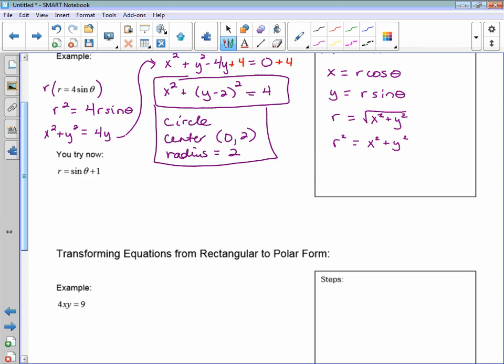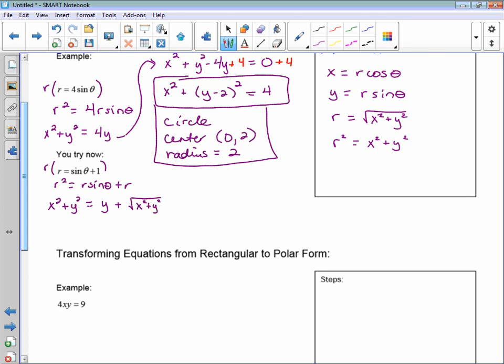Alright guys, let's look at the next one. Alright, r equals sine theta plus 1. I'm going to start the same way, multiplying by an r. Do you see why I'm multiplying by the r? I want that r sine of theta, okay? So I get r squared equals r sine of theta plus r. Okay, what's r squared? Alright. What's r sine of theta? Y. And what is r?